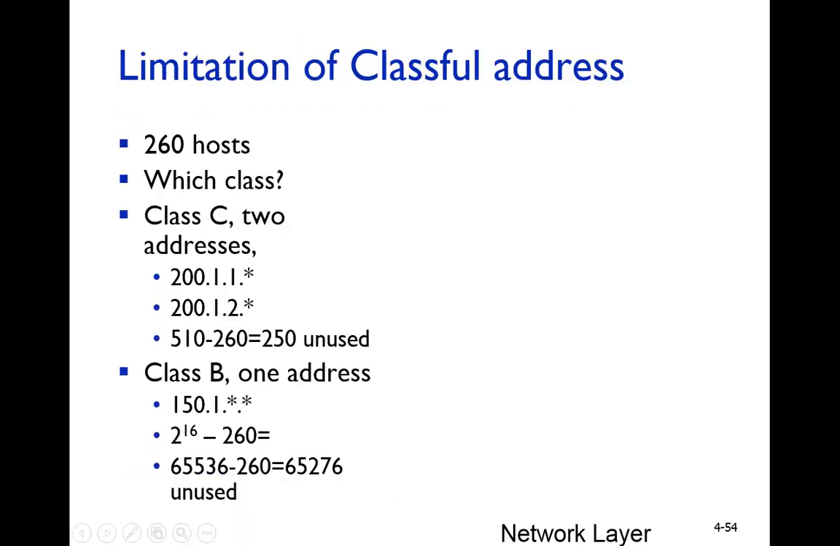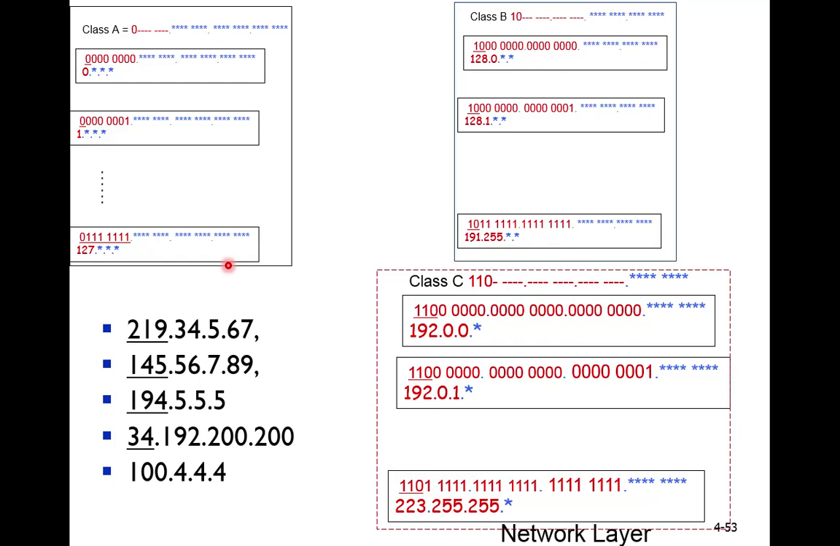But in the classful addresses, we don't need to specify how many bits are the network part. Why? Because the first byte value can represent whether this IP address belongs to class A, class B, or class C. So with the classful addresses, we don't use slash 23. Once it is defined that this IP address belongs to class C, then we know that class C addresses have 3 bytes for the network part. So that's why we don't explicitly mention how many bits are the network part with classful addresses.